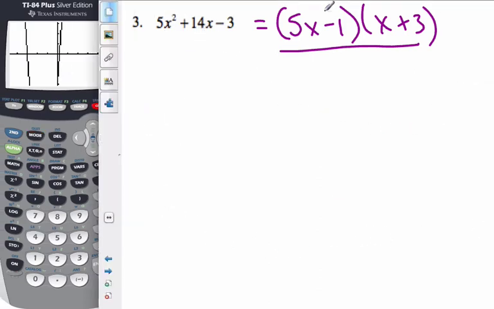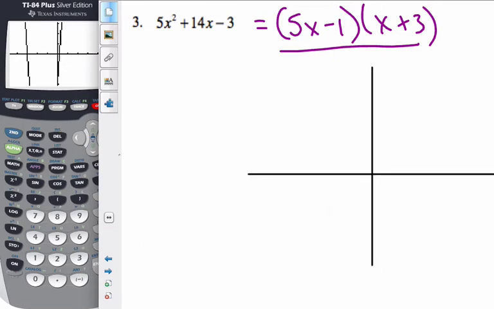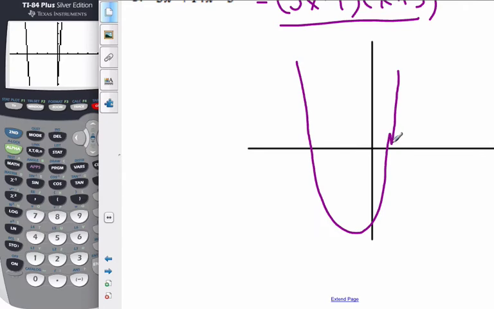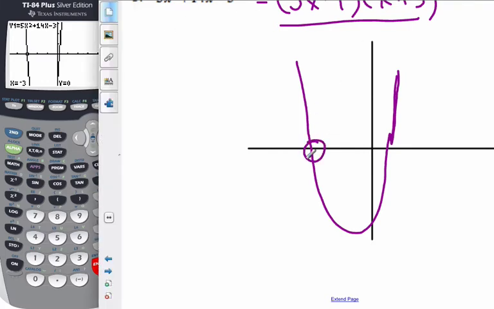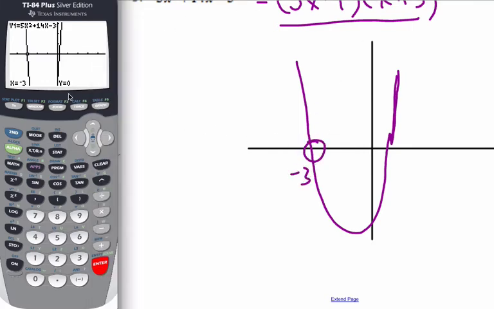So look at my graph. I'll do a quick sketch here. And I know I have something that looks like this. I have something that looks like that. There's an x-intercept here and here. Let's find this one first. And if I look at my calculator, I'm going to guess it's 1 or negative 3. And if I trace on it and go to negative 3, I hope y is 0. Indeed, that's true. So I know this is negative 3.